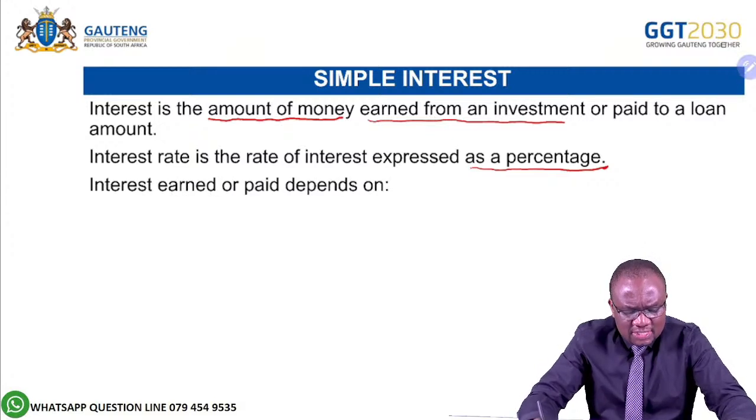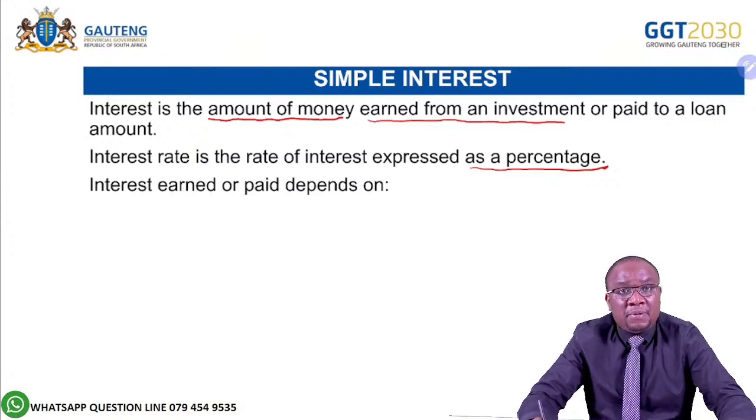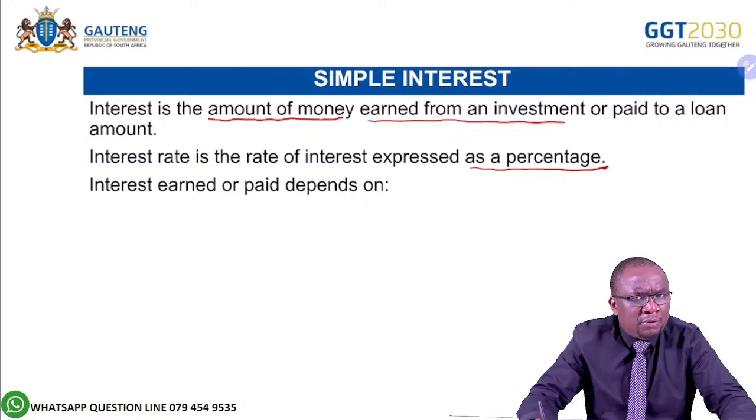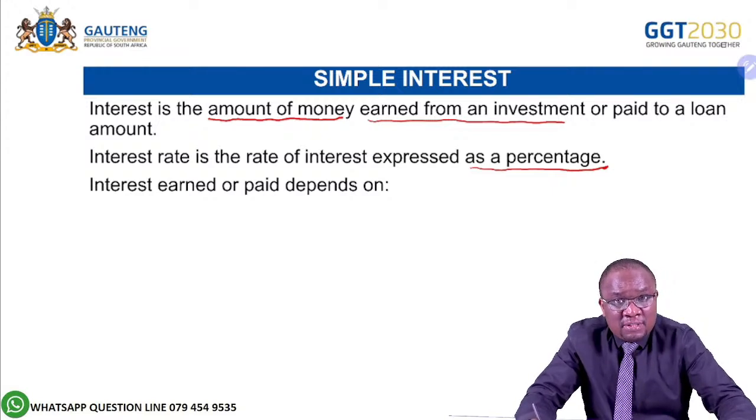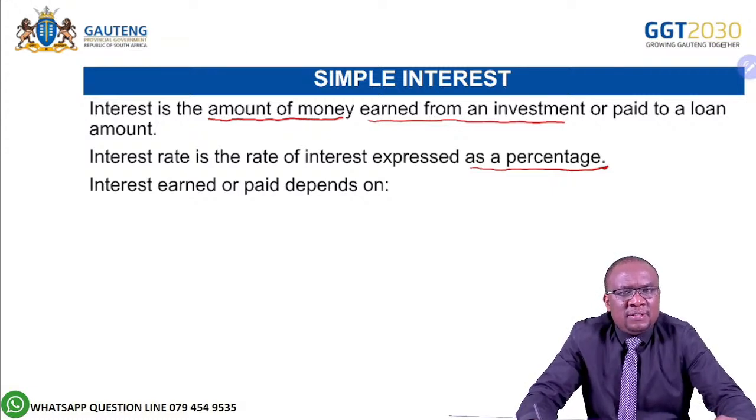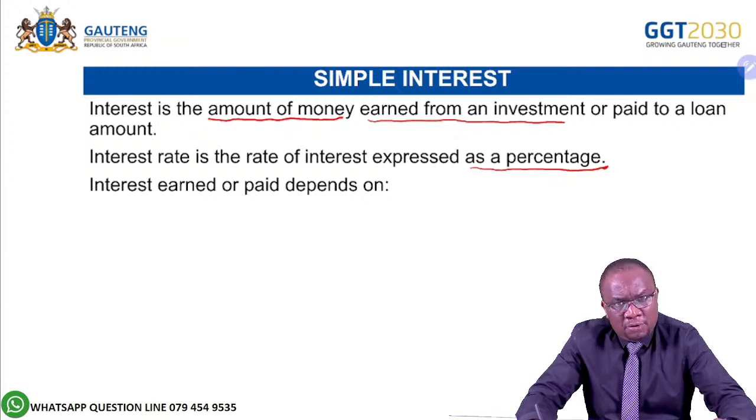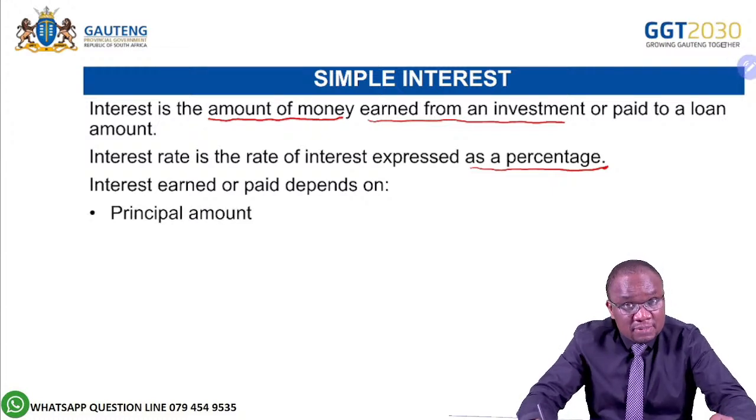Interest earned or paid depends on the following. What will it depend on? It will depend on the amount that you have invested or the amount that you've borrowed. If you invest more money, you'll get more interest. If you invest less money, you'll get less interest. If you borrow more money, you'll pay more interest. So interest depends on the principal amount, that is the amount that is borrowed or the amount that is invested.